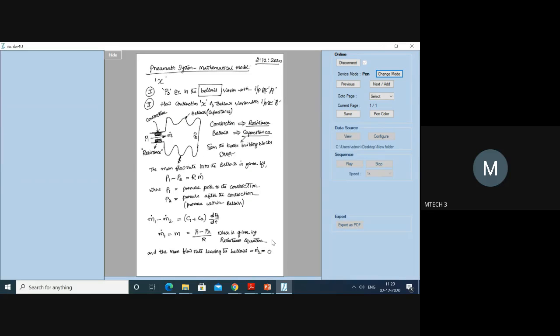Now the above equation is going to become what? m1 dot minus m2 dot is equal to C1 plus C2 times dP2 by dt. Now m2 dot is equal to 0, and m1 dot is equal to P1 minus P2 divided by R. Next line you write. I am going to the next page now.